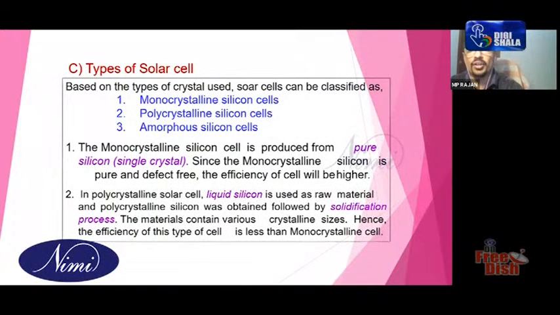It is called a silicon ingot. Ingots are formed, and we cut the ingot to make single crystals. This is called mono silicon. In detail we will see the picture later. And sometimes the pure silicon is in liquid form. We solidify it to make a crystal. But what is the problem with this crystal? It has different crystalline sizes, so it is called polycrystalline.